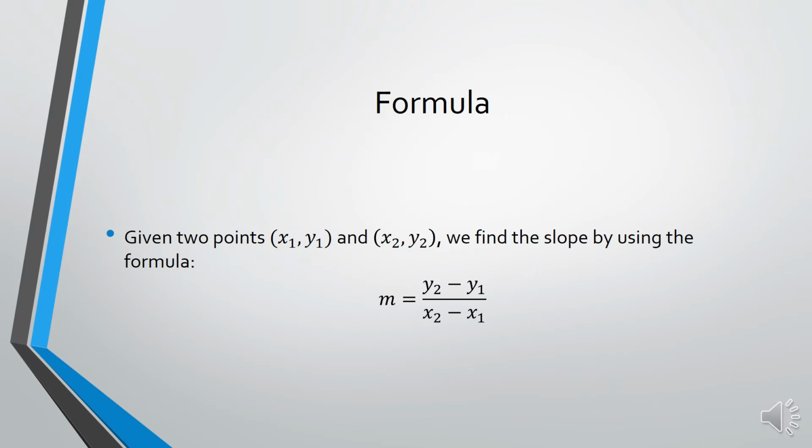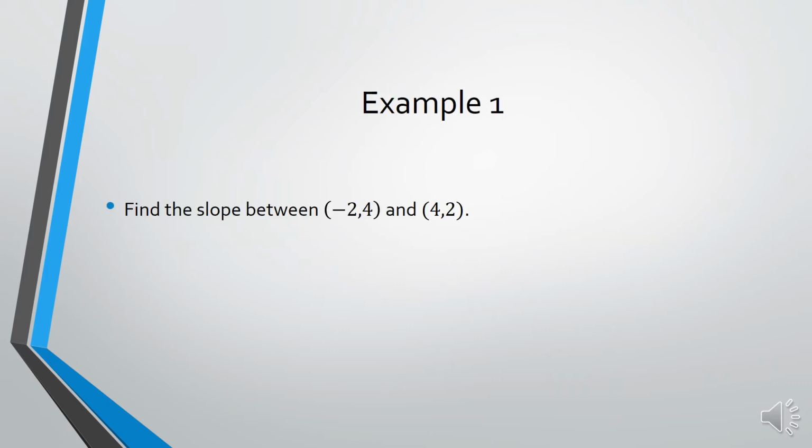There is a nice formula for this. The formula is, given any 2 points x1, y1 and x2, y2, we find the slope by using the formula y2 minus y1 divided by x2 minus x1. This is exactly what we just did. We did the difference in the y values divided by the difference in the x values. So let's do a couple of these.